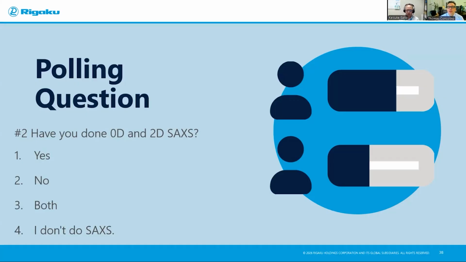Understood. Let's go just a little bit longer. We've got about half of our answers in, and we'll give another 15 seconds for any more answers. Okay, let's go ahead and end this poll. About half of our users answered. Roughly 10% do 0D and 10% do both. About 15% do 2D, which I find quite interesting. We knew from our initial poll that there was a portion of our listeners today that don't do SAXS at all, so we appreciate you joining us too.